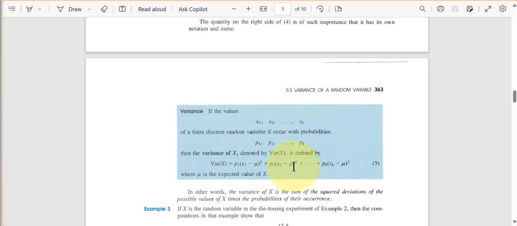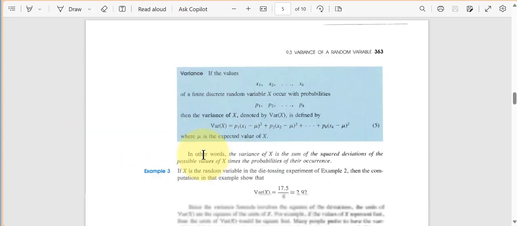And then the same thing for x2. How far is that from mu? Multiply it times its probability. And we're just going to sum these all up. And that's called the variance of x. And hopefully you remember that the standard deviation is just the square root of this. So square root of the variance. So when we talk about the variance of x, this is what we mean, where x is a random variable.